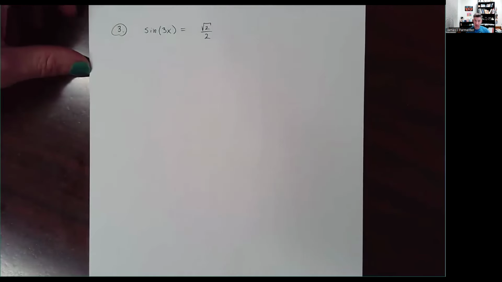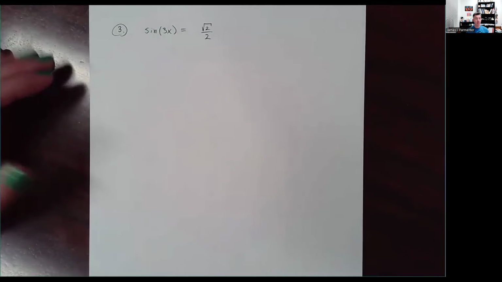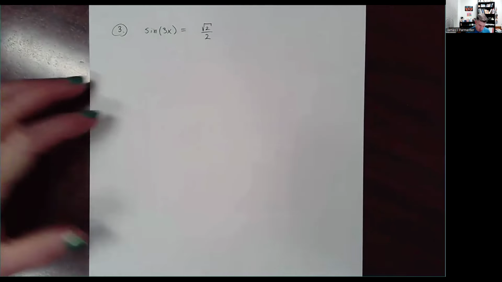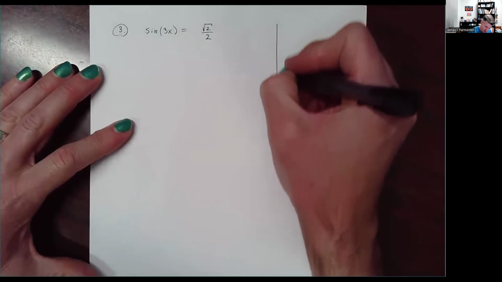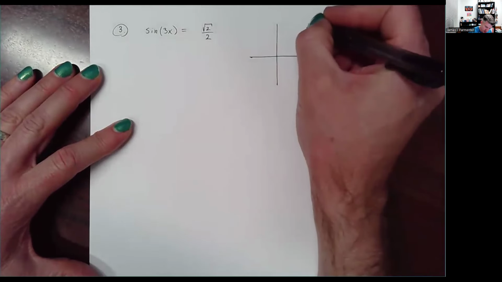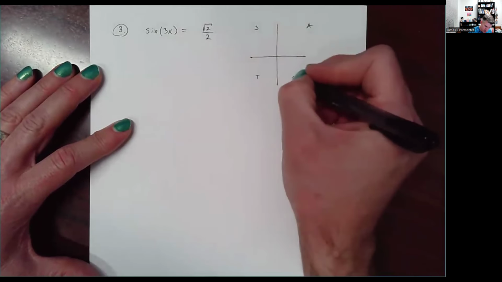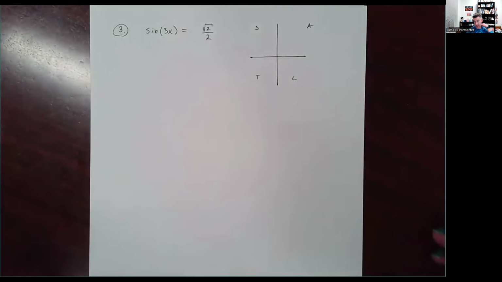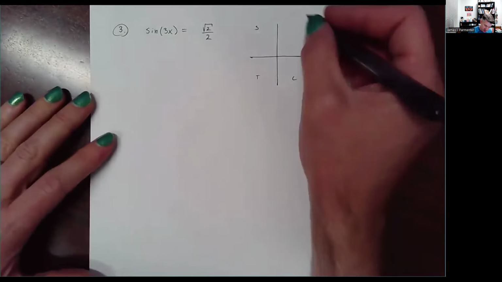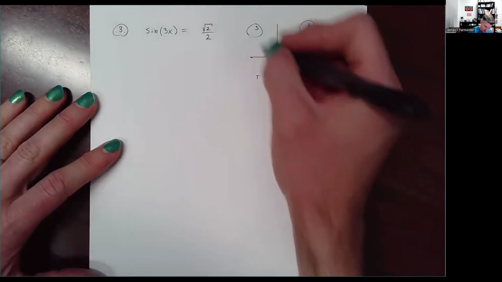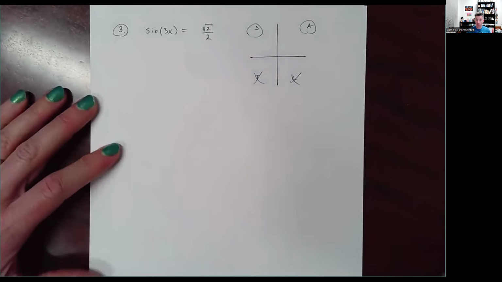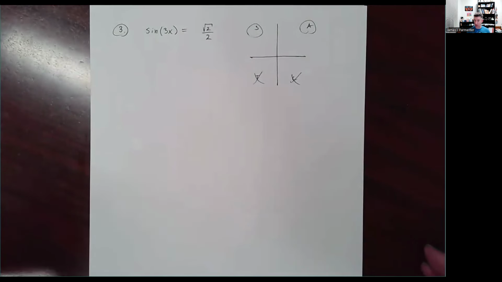Sine of 3x equal to √2 over 2. So let's think about the number of answers. First of all, at least to find the angle, our answers should be in quadrant 1 and quadrant 2. We know that pi over 4 is the reference angle.